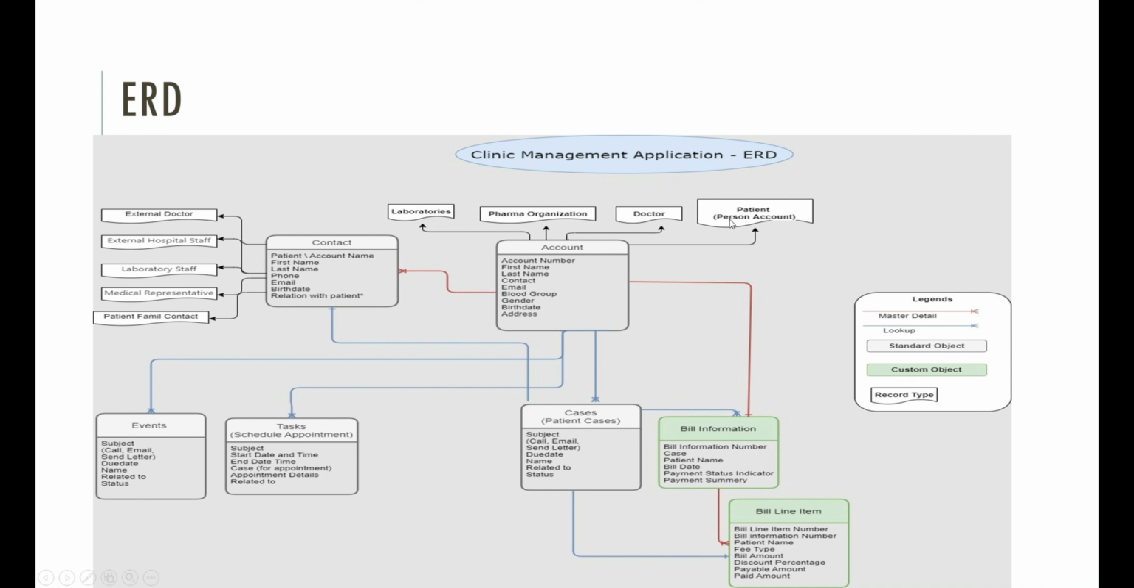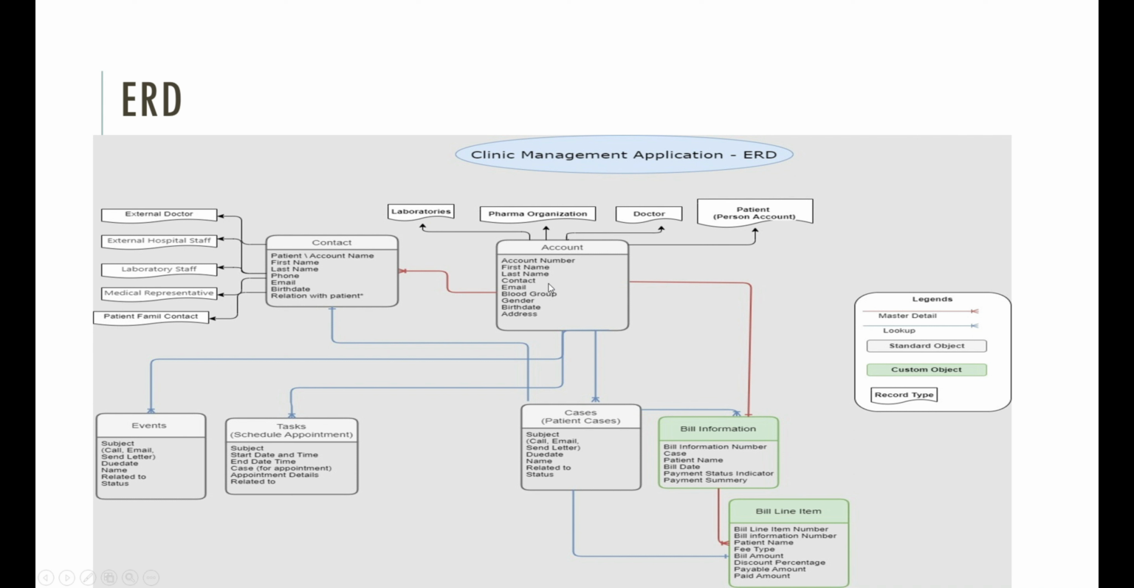So for that I have used person account. For the patient, it saves the patient's data like a patient's account number, first name, last name, contact, email address, blood group, gender, birth date, address, etc. Now for each account there are different requirements. So I have made different record types according to field requirements. There are four record types that I have used: laboratories, pharma organization, doctor, and patient.